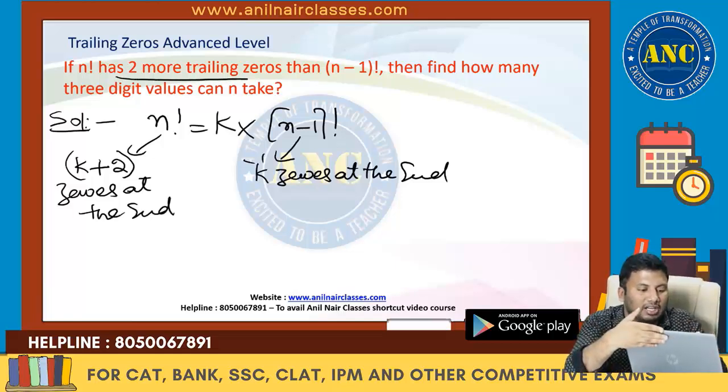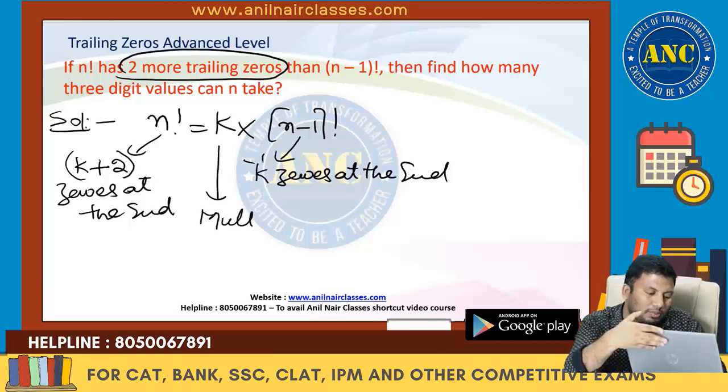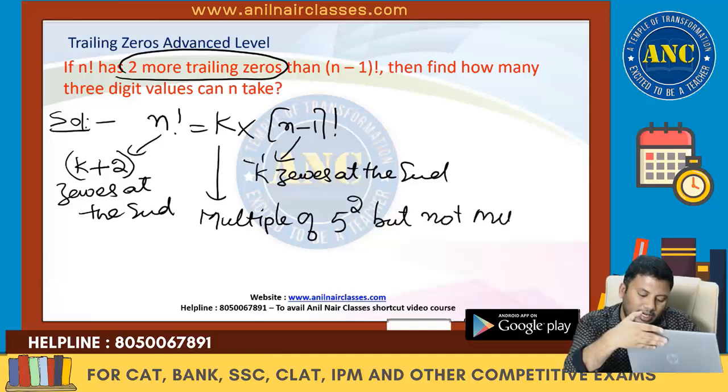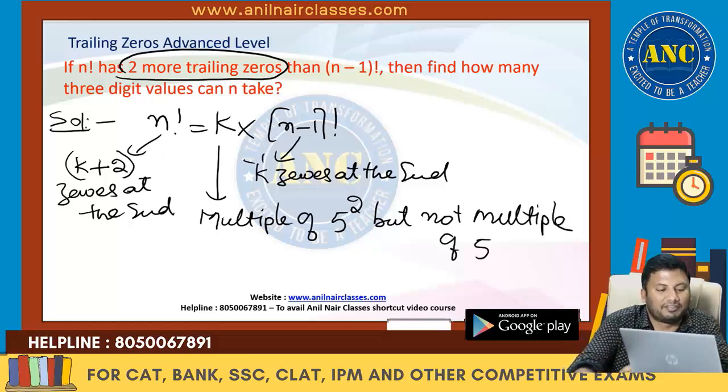2 more trailing zeros means k should be a multiple of 5 square but not a multiple of 5 cube. I hope the idea is clear. 5 square is 25.